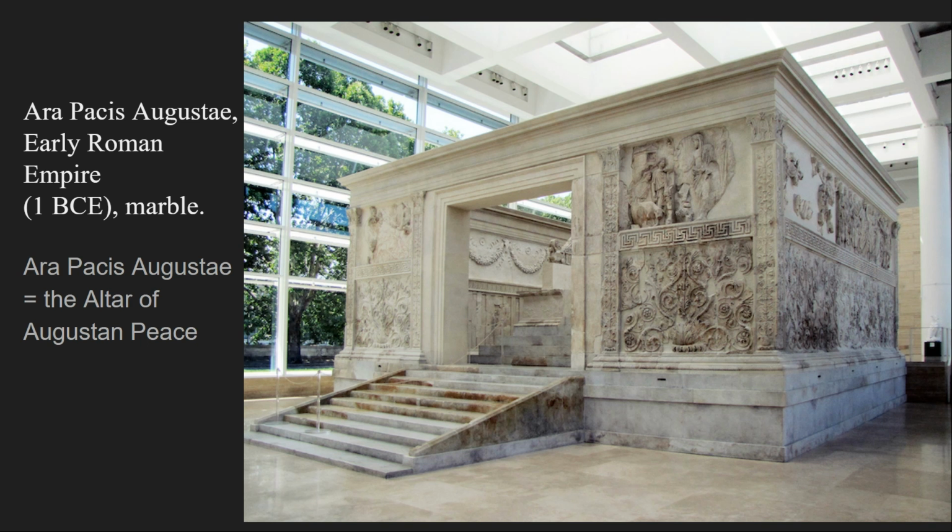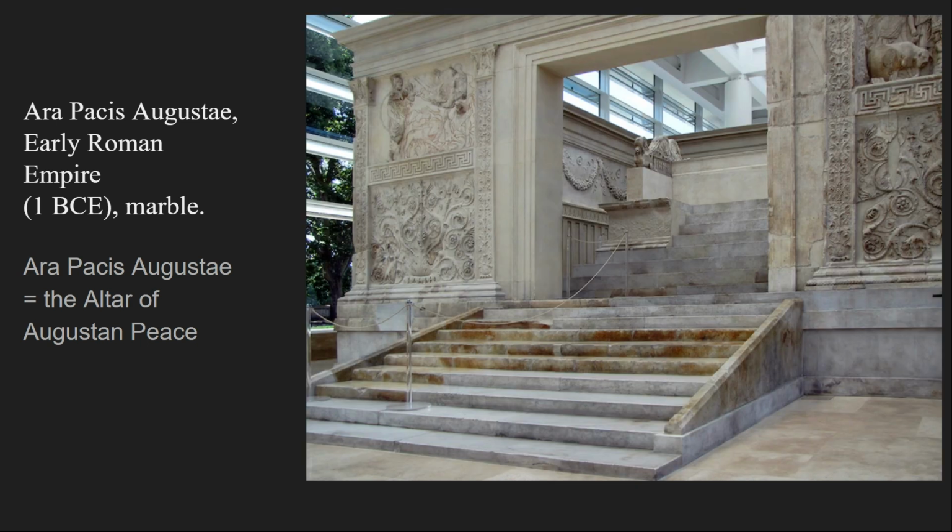Now let's move on to our Ara Pacis Augustae. And so this means the altar of Augustan peace. So again, he's re-emphasizing this period of the Pax Romana. He's telling the people that this will be peaceful under his reign, that Rome will be at peace. And we're going to see this in this altar.